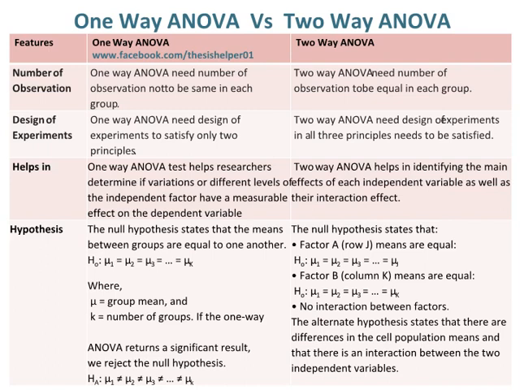One-way ANOVA test helps researchers determine if variations or different levels of the independent factor have a measurable effect on the dependent variable, whereas two-way ANOVA helps in identifying the main effects of each independent variable as well as their interaction effect. Hypotheses of one-way ANOVA and two-way ANOVA are given for understanding for beginners to conduct research.